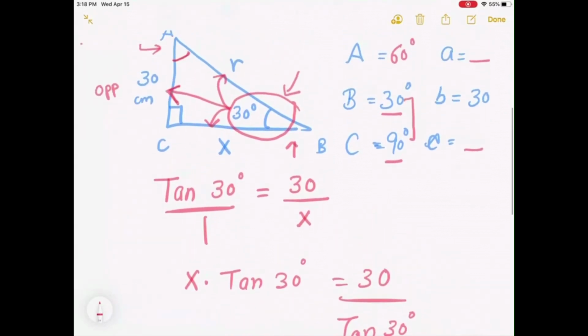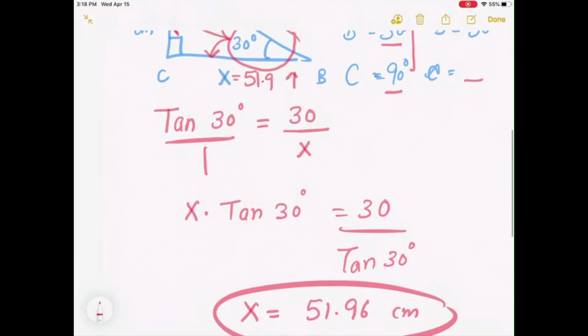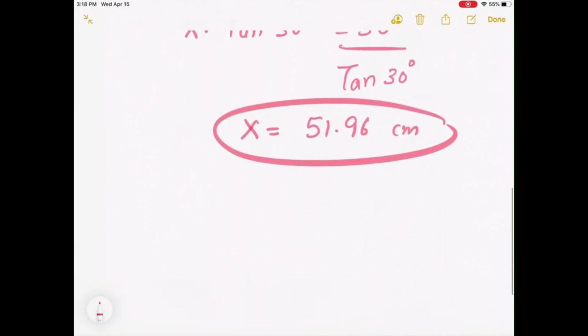Or since you already have this side length, we just figured out this one, which is 51.9. So you already have 2 sides out of 3. Why can't you just use the Pythagorean theorem and solve for the last one? That could be another way. All right, okay, that was just a simple, normal problem.